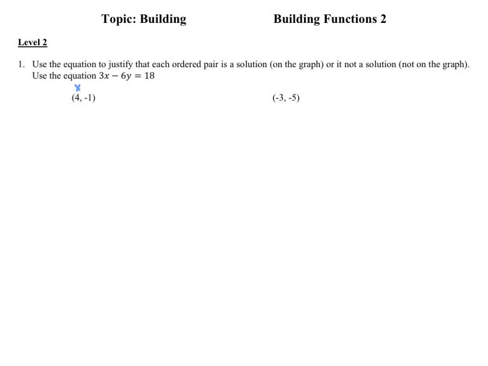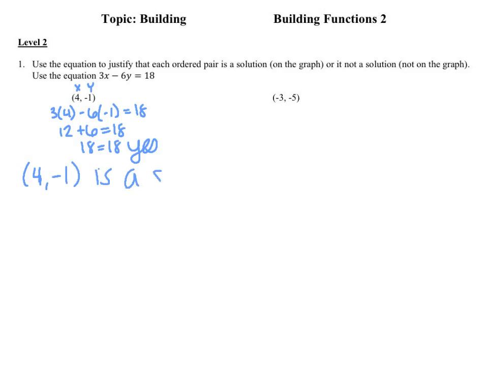So, this is my x value, and this is my y value. So when I take it and plug it in, I get 3 times 4 minus 6 times negative 1 equals 18. I get 12 here. Negative 6 times negative 1 is a positive 6 equals 18. So then I get 18 equals 18, and yes, that is true. That means that the point 4 comma negative 1 is a solution.